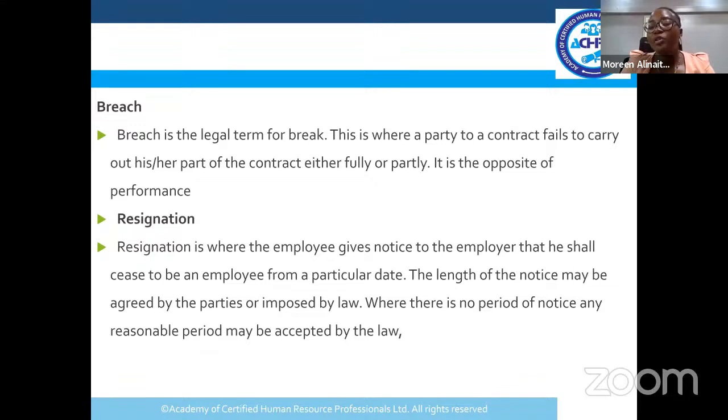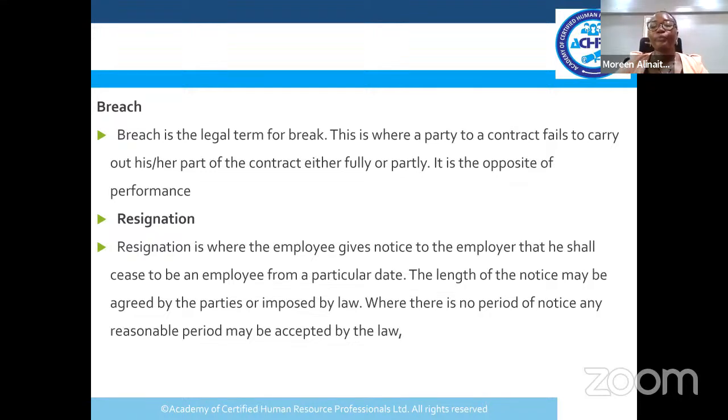A contract can also come to an end when breach occurs. Breach is a legal term for breaking. I don't know why they had to say breach. Anyway, you know, the legalese, the lawyers, we like those things that other people don't understand. So yes, when one of them breaks the rules, it's called breach.